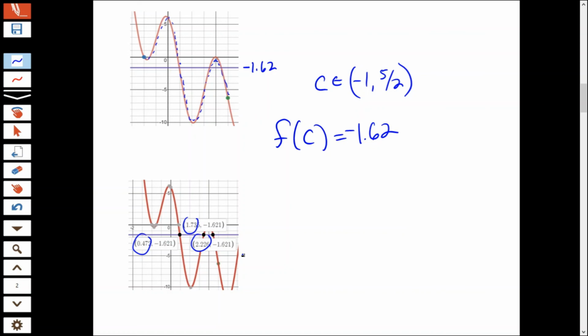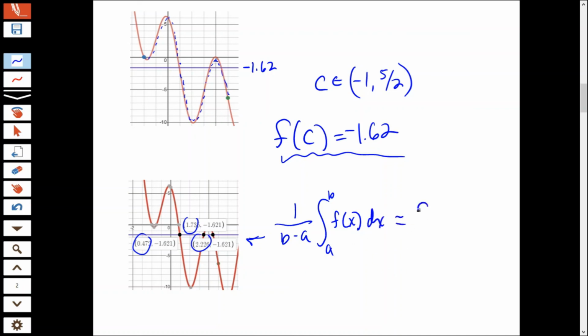Some of the questions on WebWork are going to ask you to find this c. If you can't solve for it, go ahead and graph it in Desmos, look for the intersection like I did down here, and we can figure out where the value is such that 1 over b minus a times the integral from a to b of f of x dx, which is the average value of the function on there, is going to be equal to some f of c, where c is in the open interval (a, b). And that's our mean value theorem for integration.